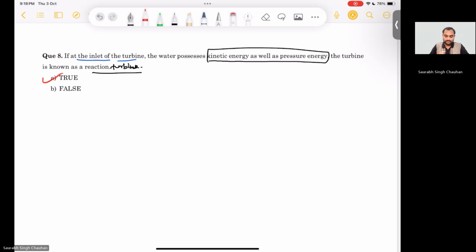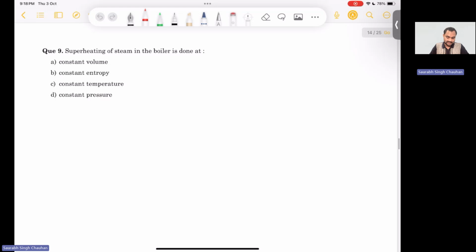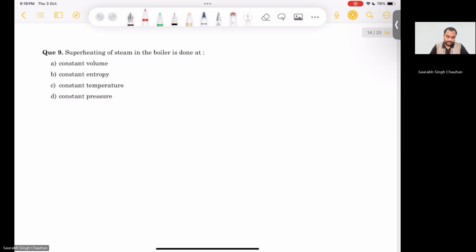Okay, so we will move to the next question. Question 9. Question number 9 says, superheating of steam in the boiler is done at constant volume, constant entropy, constant pressure, or constant temperature.